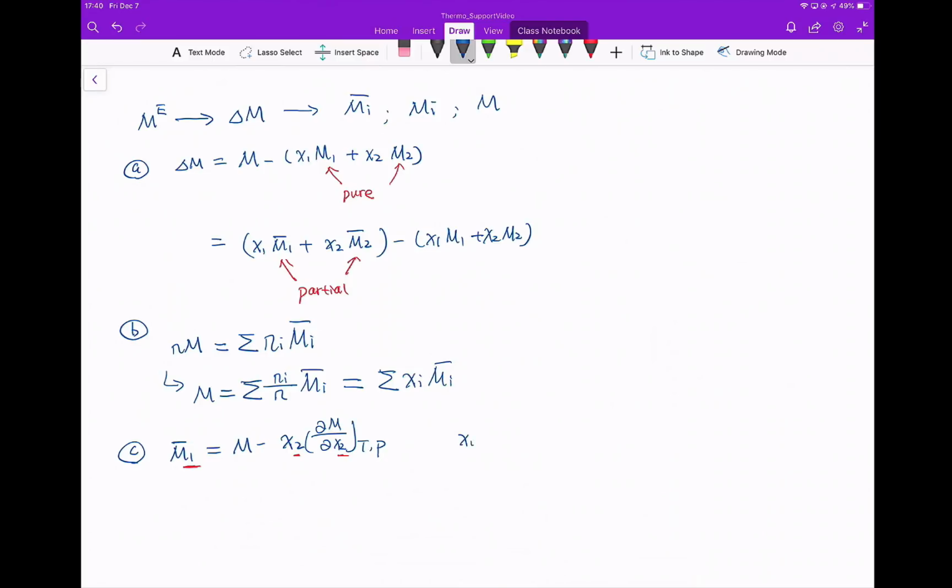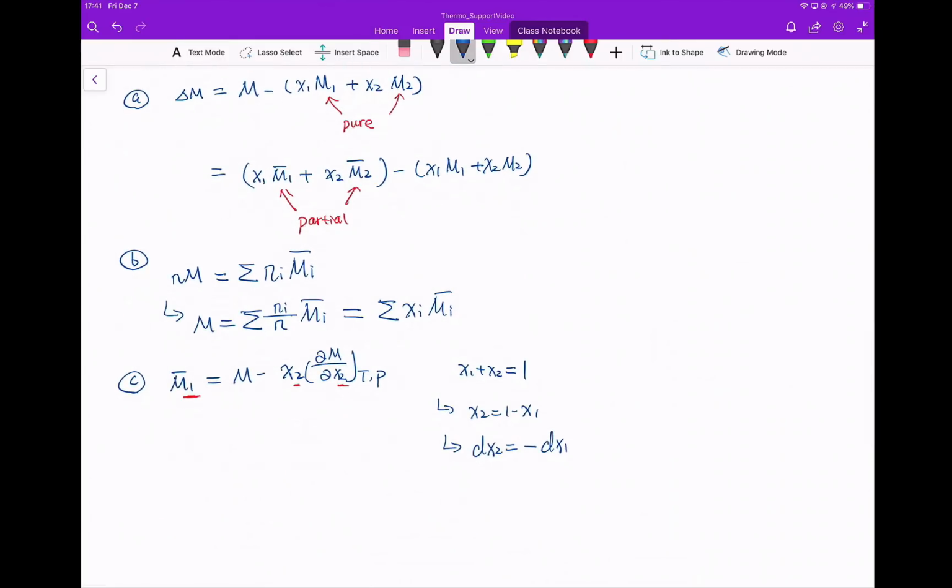But of course we know x1 plus x2 is 1, so x2 is 1 minus x1, so that dx2 would be negative dx1. Okay? So using that information, we try to modify that equation slightly. Firstly, we try to replace dx2 by dx1, then this is m minus x2 dn over dx1 tp. This is x1, then this should be plus.